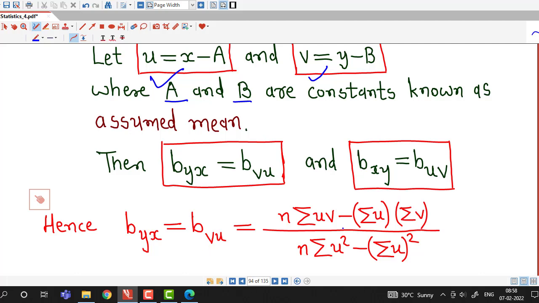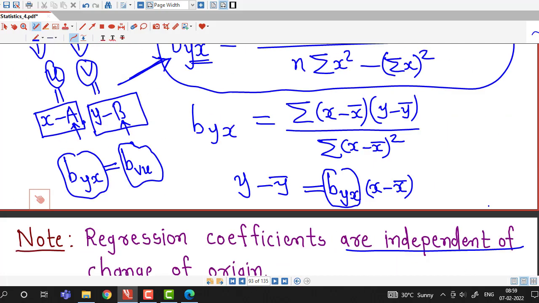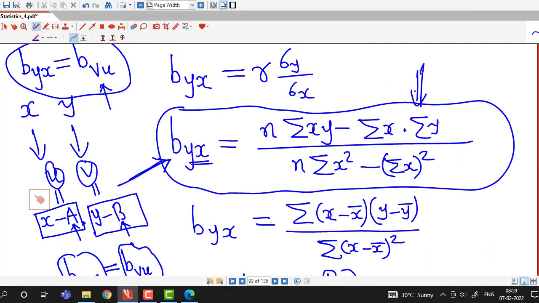Byx can be obtained by this formula, byx equal to bvu, that will be given by n times sigma uv minus sigma u sigma v divided by n times sigma u square minus sigma u whole square. This formula is same as this formula. We are just replacing x by u and y by v.